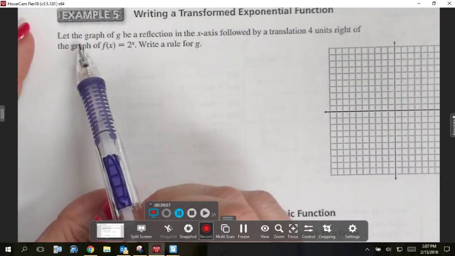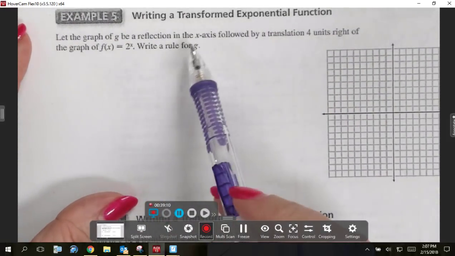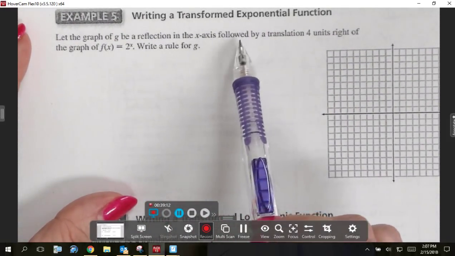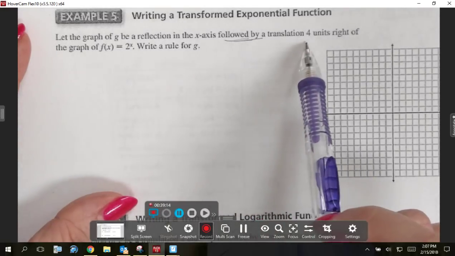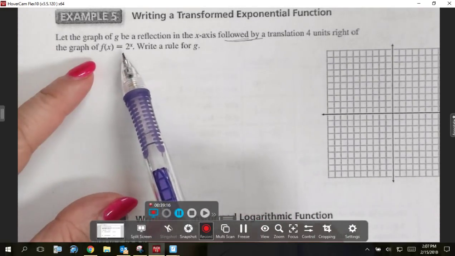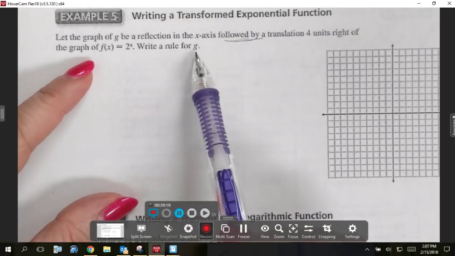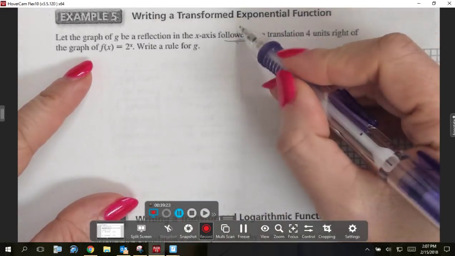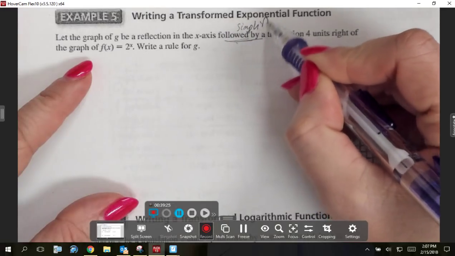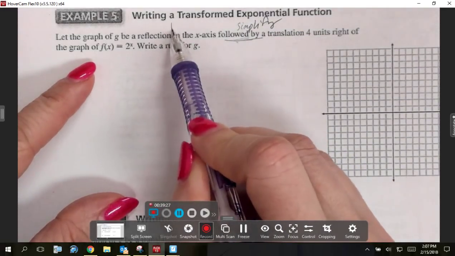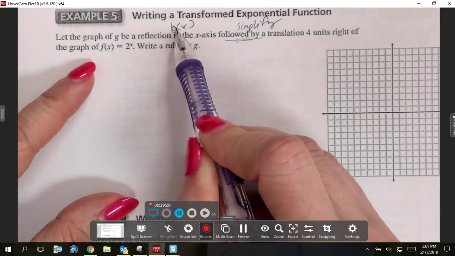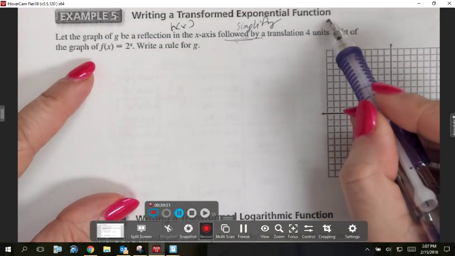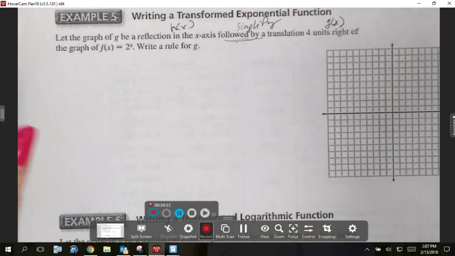Okay. So these are: let the graph be a reflection in the x-axis followed by translation 4 units right of the graph of f of x equals 2 to the x. We have to write the rule for g. So remember what followed by means. Simplify. And we do h of x first. And then after that, we do g of x. We'll separate it into steps.